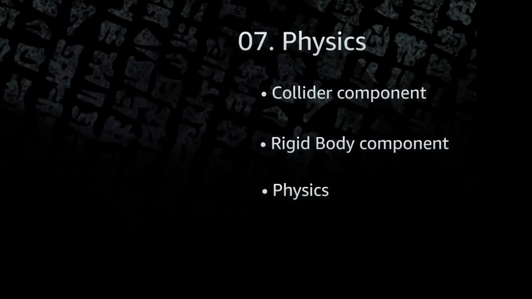In this video, we're going to take a look at the basics of physics in Amazon Sumerian. More specifically, we are going to look at collider components, rigid body components, and how together they make physics.